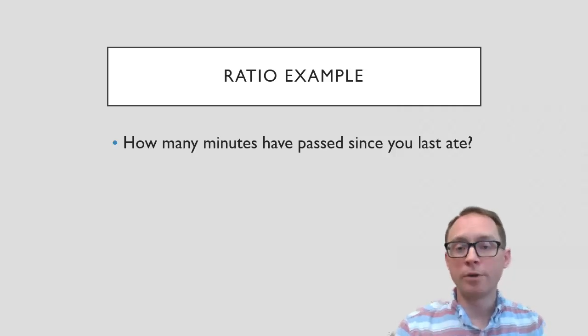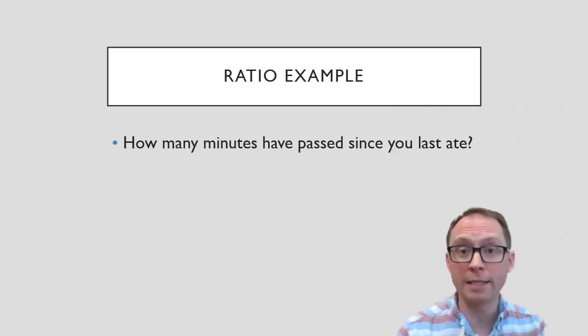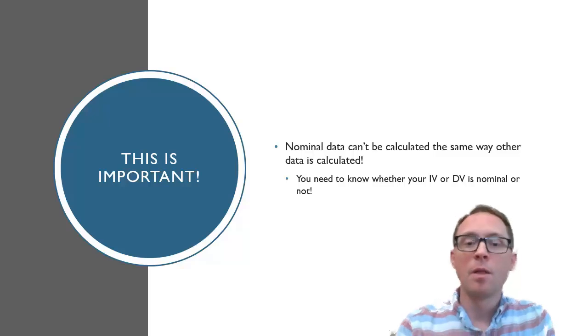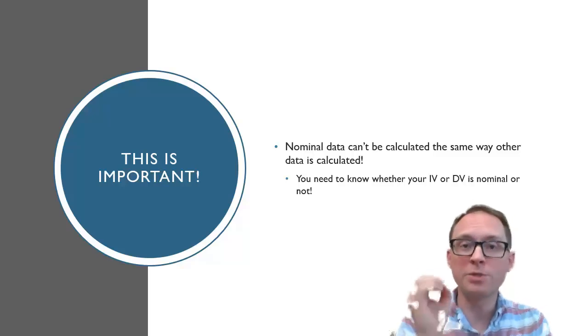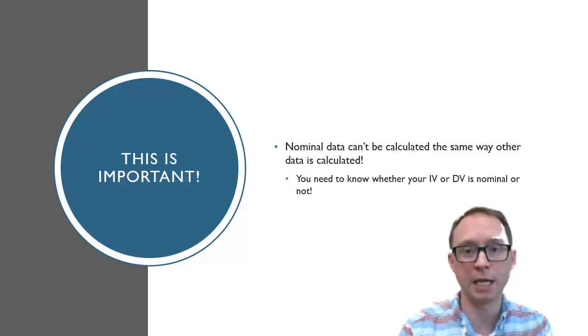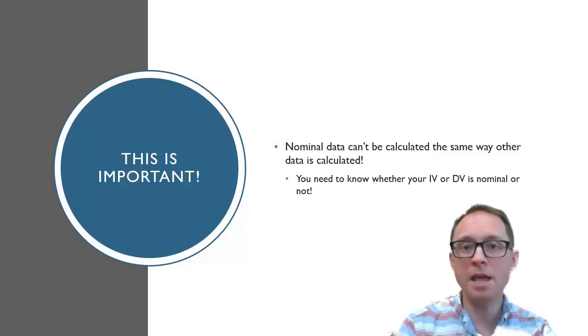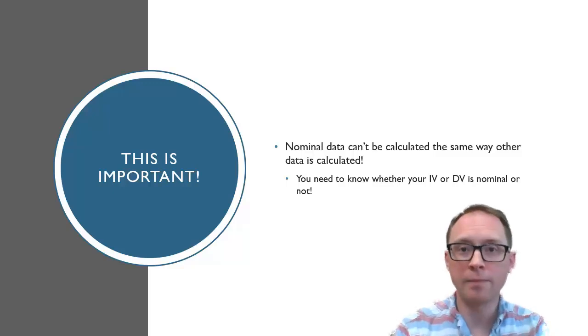Nominal, ordinal, interval, and ratio. It is crucial that you understand the difference between the kinds of data that we get. It is really important. The reason why it's so important is specifically because of nominal data. Nominal data cannot be calculated the same way as other data. Let me say this again. Nominal data cannot be calculated the same way as other data.